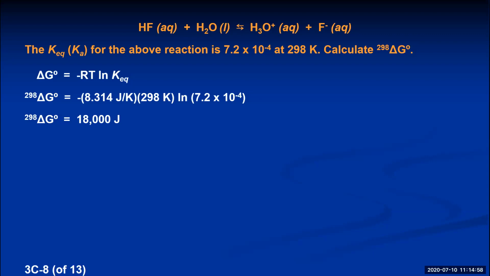What does that mean? That means if you have a solution that starts with 1 molar HF, 1 molar hydronium, 1 molar fluoride, then to reach equilibrium, the reverse reaction would be spontaneous, which would kind of make sense. HF's a weak acid. It doesn't ionize very much, so if we're starting with large amounts of the products, they're probably going to reform the reactants again, and then equilibrium will be established with large amounts of HF, but small amounts of hydronium ions and small amounts of fluoride ions.